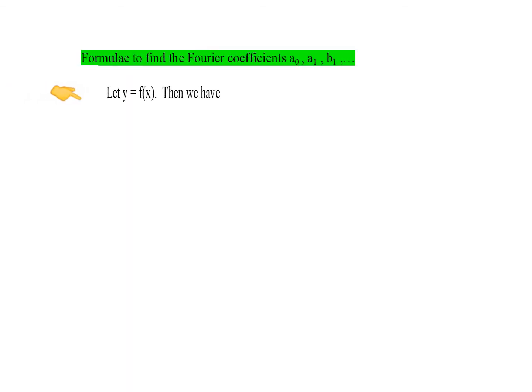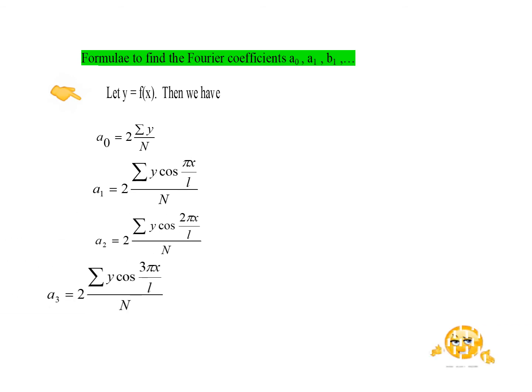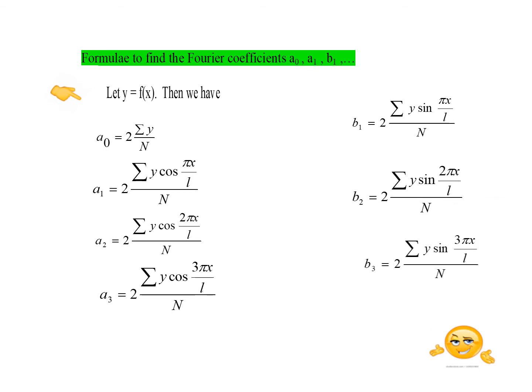Now this gives the formula to find the Fourier constants A0, A1, B1 etc. Of course in 0 to 2L. So previously we had all these formulas for 0 to 2 pi, but now for 0 to 2L, so a little bit of difference will be there in the angle. Instead of cos x, we have cos pi x by L in A1, and instead of cos 2x, we have cos 2 pi x by L in A2, and so on.